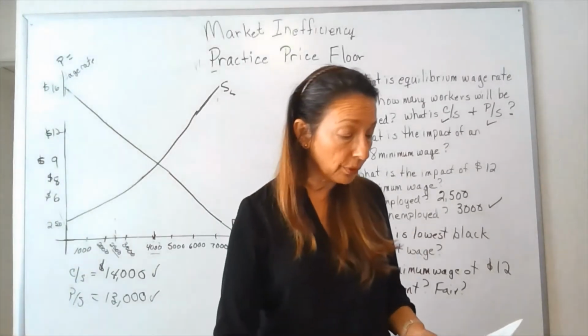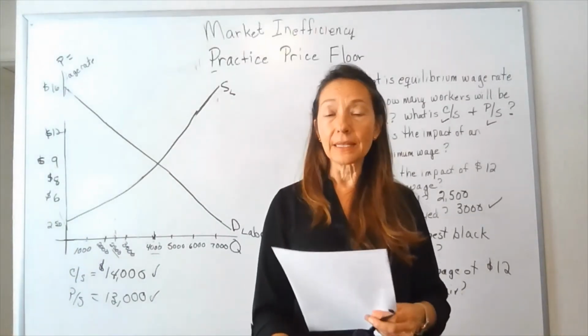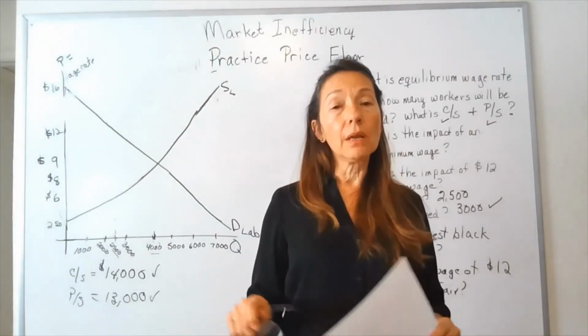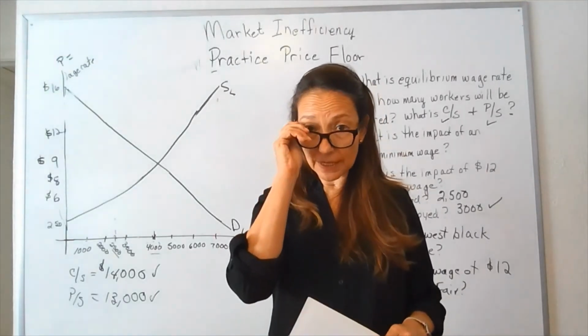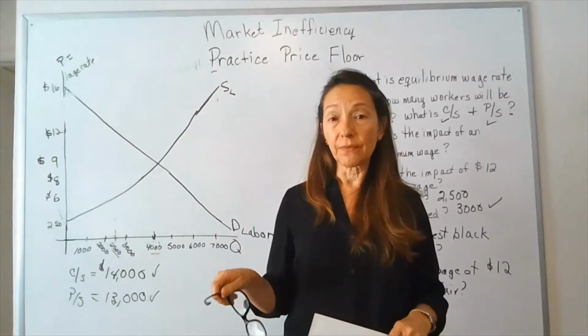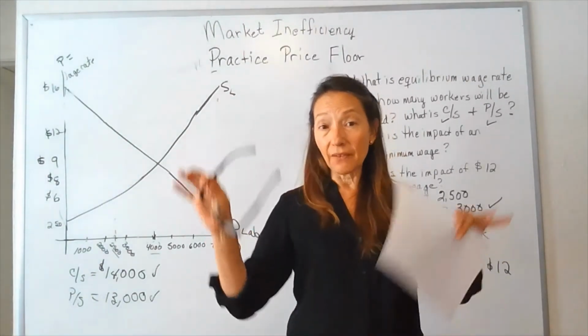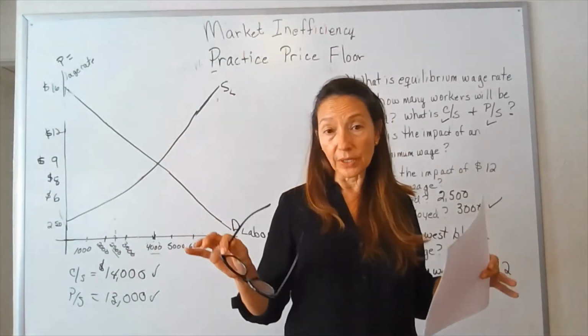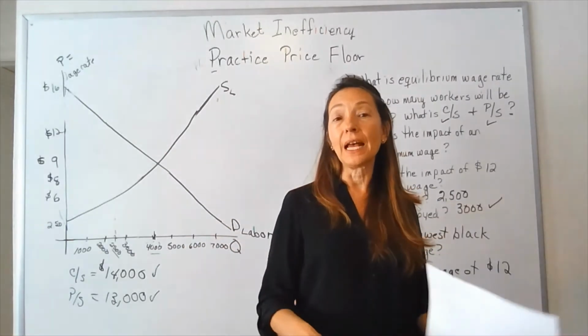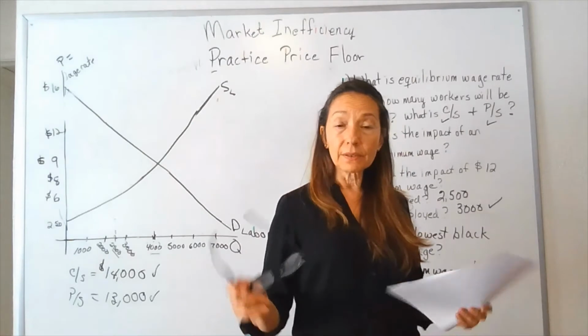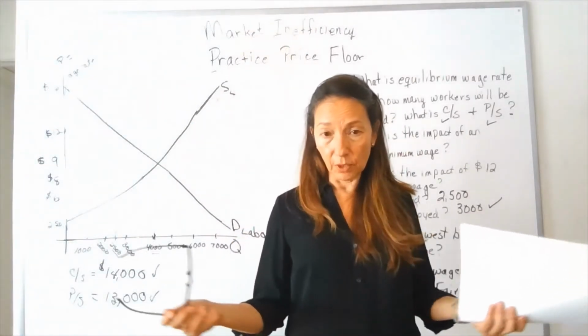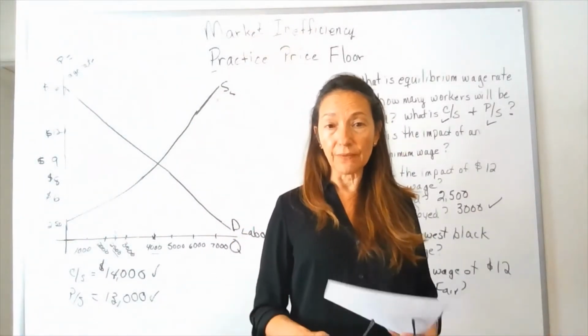So what we're going to do today is look at the impacts of a minimum wage law on market efficiency. In the US, the minimum wage is $7.25. Different states have different minimum wages. For example, California has a $12 minimum wage. But we're going to look at the case of El Paso. As you know, our minimum wage is $7.25.